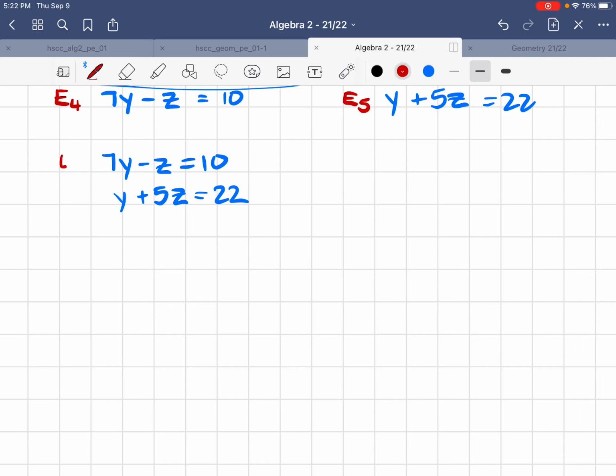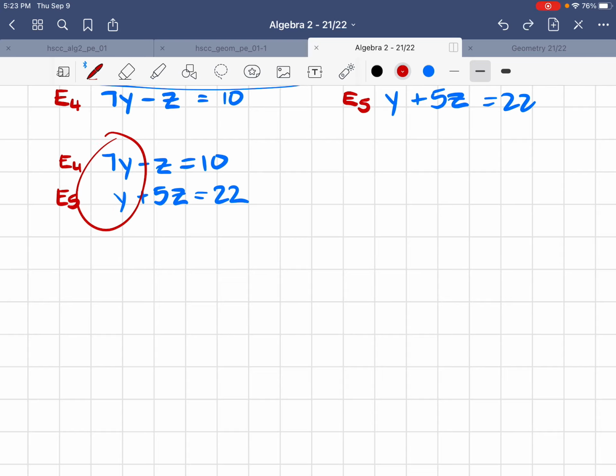All right, so I have E4 and I have E5. I'm going to cancel out my y's. So I need to multiply the top one to make it look like the bottom. Well, there's not a whole lot I can multiply by. So I'm going to multiply the top by 1, and I'm going to multiply the bottom by 7. That way they both can be 7. Now, some of you are like, multiply by 1, that does nothing. Exactly. Sometimes you don't have to do a whole lot.